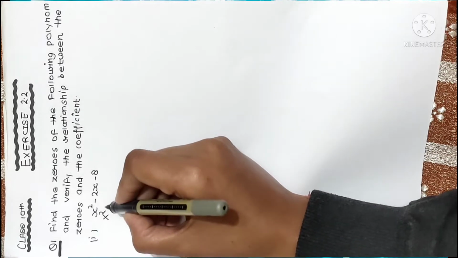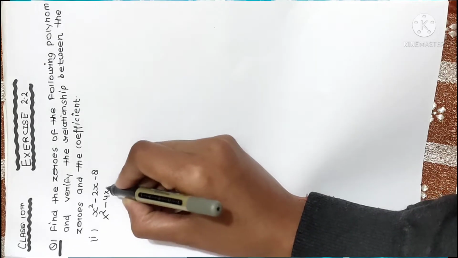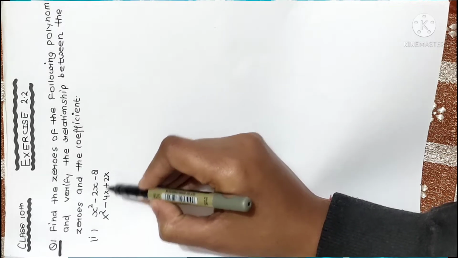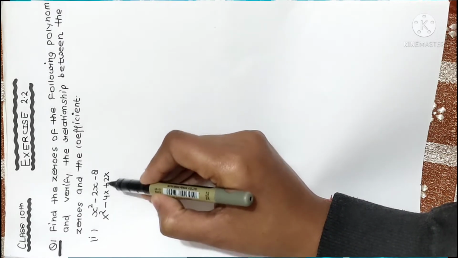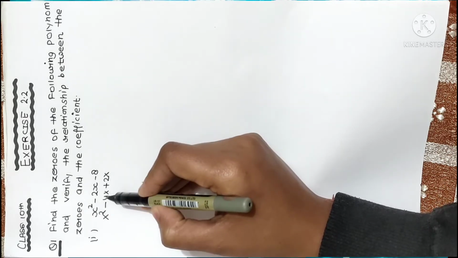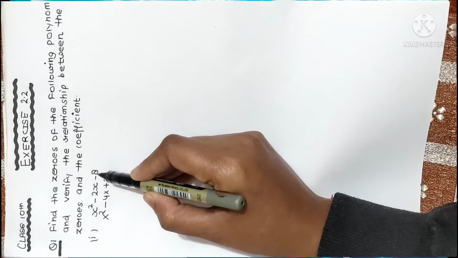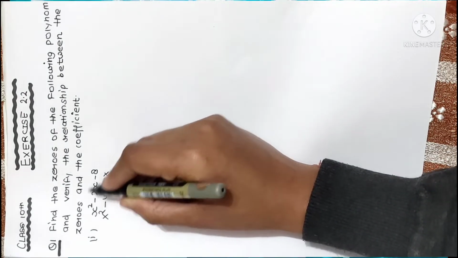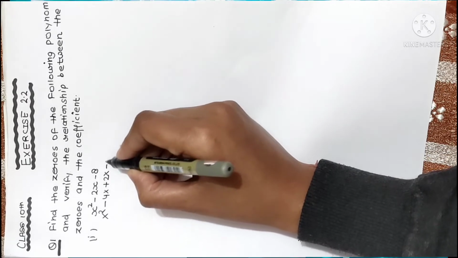Okay, so here I'm taking minus 4x plus 2x. Which two terms I'm taking here? 4 and 2, minus 4 and plus 2. Why? Because on subtracting we will get minus 2 here, and when I'll multiply both of these, minus 4 and 2, I'll get here minus 8. Okay, so minus 4x plus 2x in place of this minus 2x, and this minus 8 as it is.